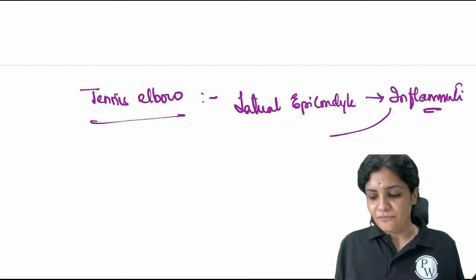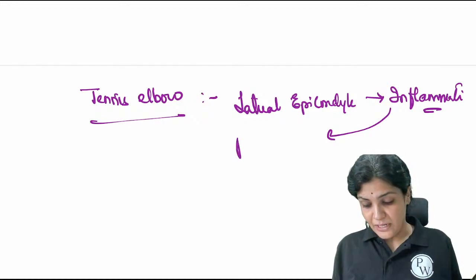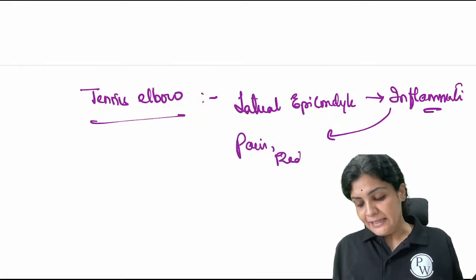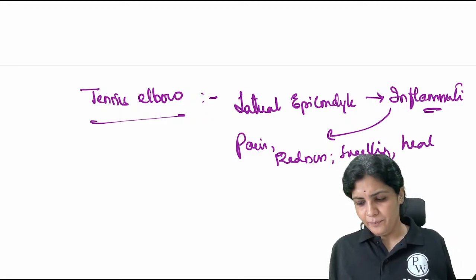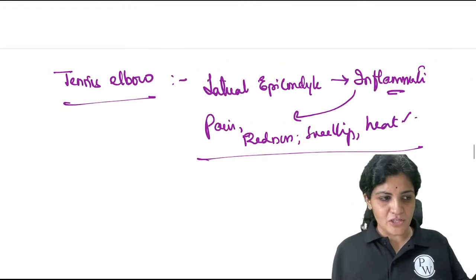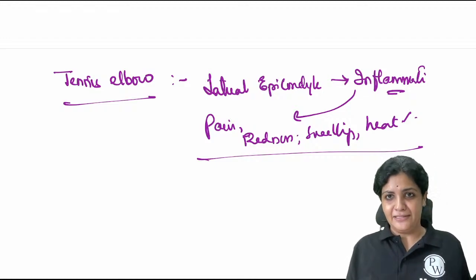So whenever there is an inflammation, all your tumor, dolor, rubor, calor will come in. That is, pain will be there, then redness, then mild swelling, and then there will be heat, warmth. So all these symptoms the patient will come and tell you. But now what is your treatment for it? So you have to analyze what is actually happening in the tennis elbow.